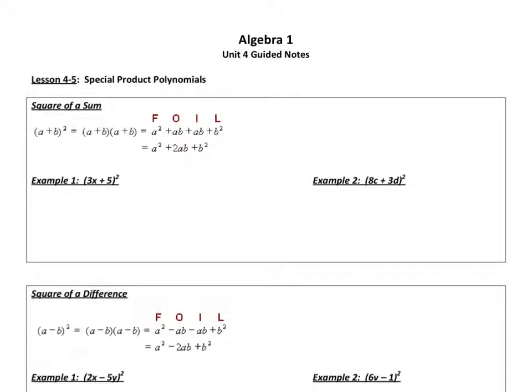Lesson 4.5, Video 1. Square of a sum. Now we're going to talk about taking a binomial and squaring it. So we have to be very comfortable about what that means.